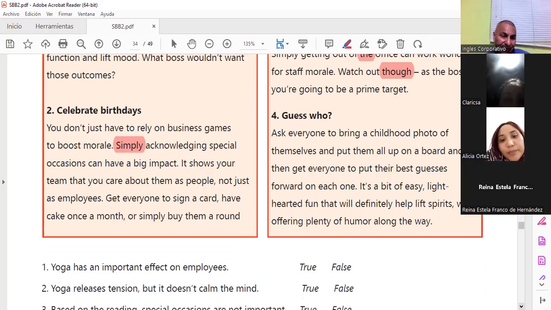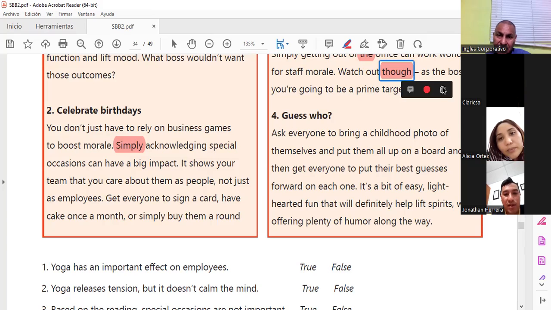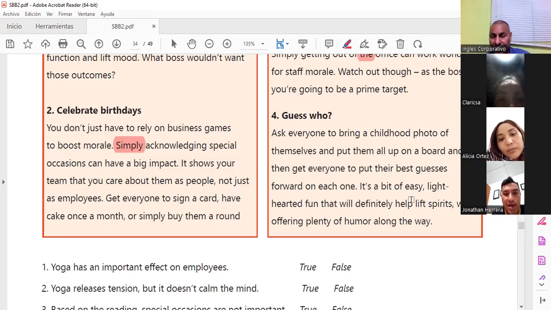Guess who? A mí, teacher. Okay, go ahead, please. Guess who. Ask everyone to bring a childhood photo of themselves and put them all up on a board and then get everyone to put their best guesses forward on each one.